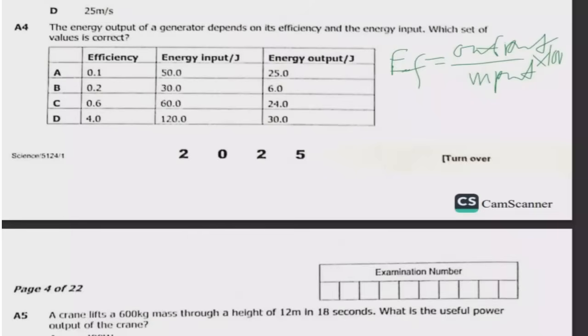Now when you look at this, whatever we are given here, it's more or less like they didn't multiply by 100%. So what you can do, if you have time, is try all the numbers, or you can just check: if you divide the energy output by the energy input, are you going to get the efficiency that is given here? So if we have 25 on top and 50 down, never mind about the decimal point, what answer can we get?